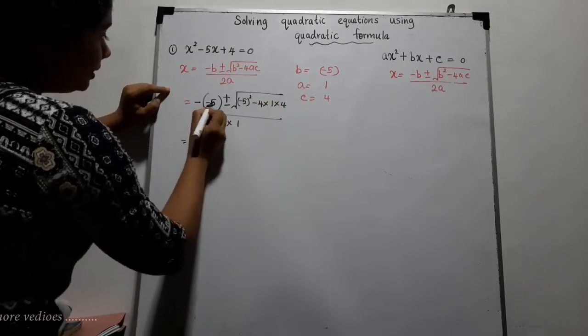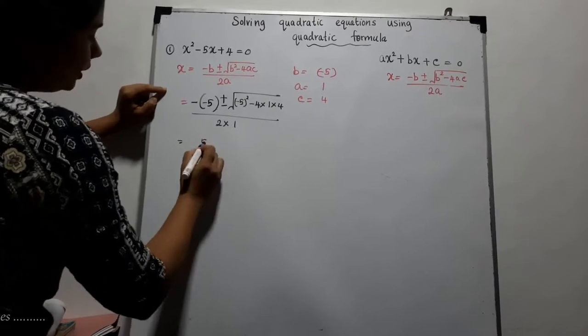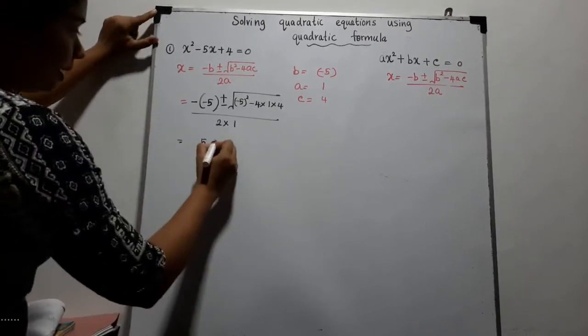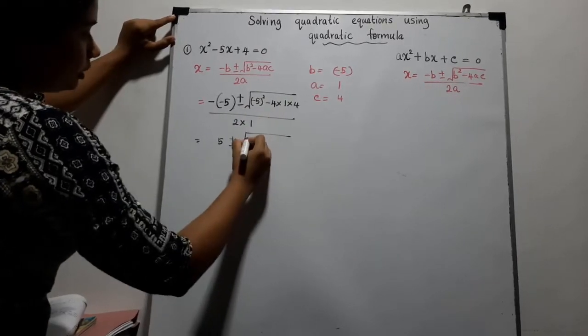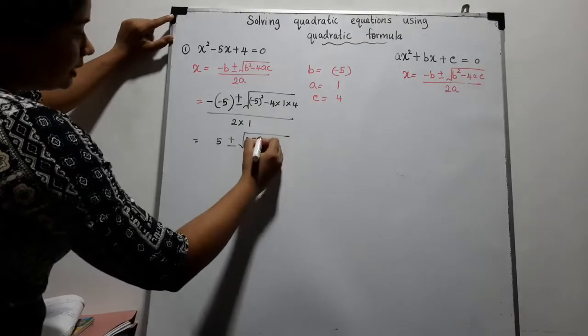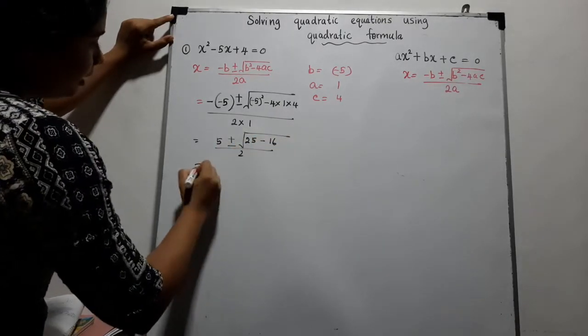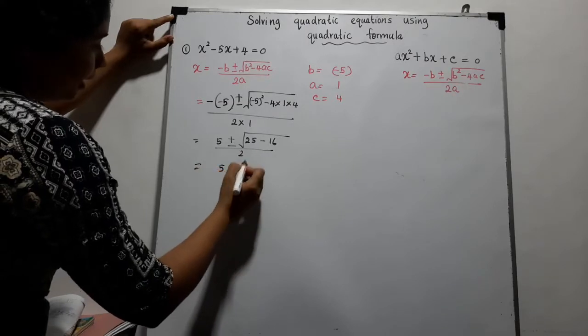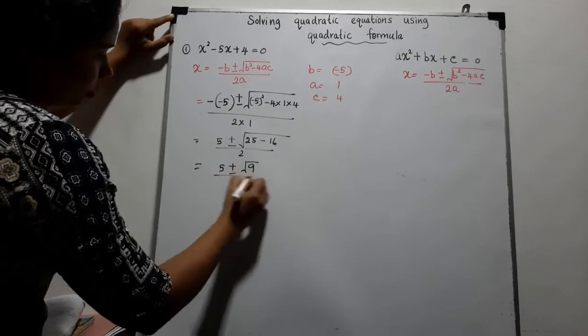Here minus minus 5 becomes positive 5. It is not needed to write the plus sign. 5 plus or minus. Here minus 5 squared, you know, is 25. Here 4 into 1 is 4, 4 into 4 is 16. Minus 16, over 2. Here 5 plus or minus the square root of 25 subtract 16. You know the answer is 9, over 2.